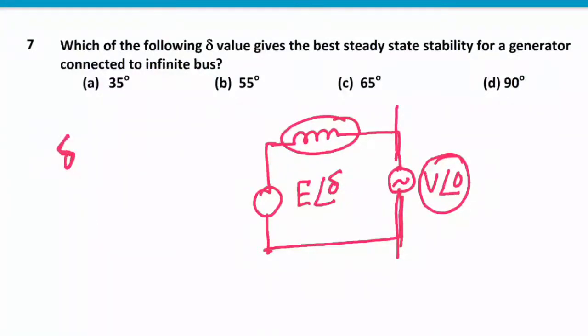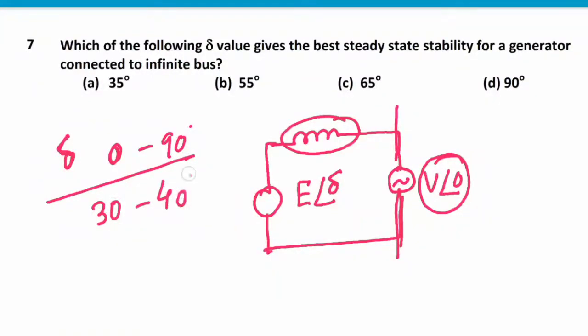For better stability, the delta value should be from 0 to 90, and the best value should be from 30 to 40. So the best value should be 30 to 40. Generators are also generally operated between 30 to 40. So here the answer is 35 degrees.